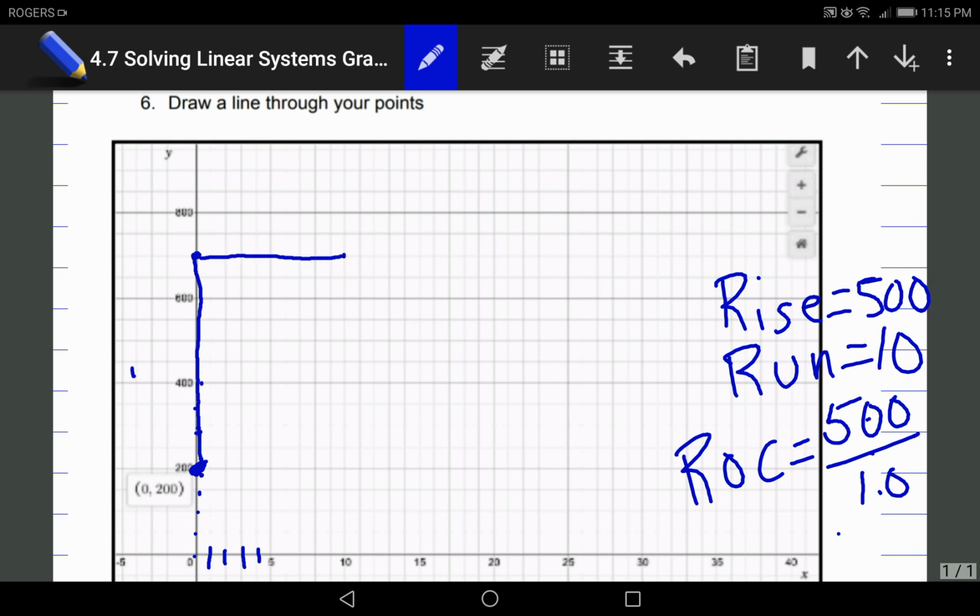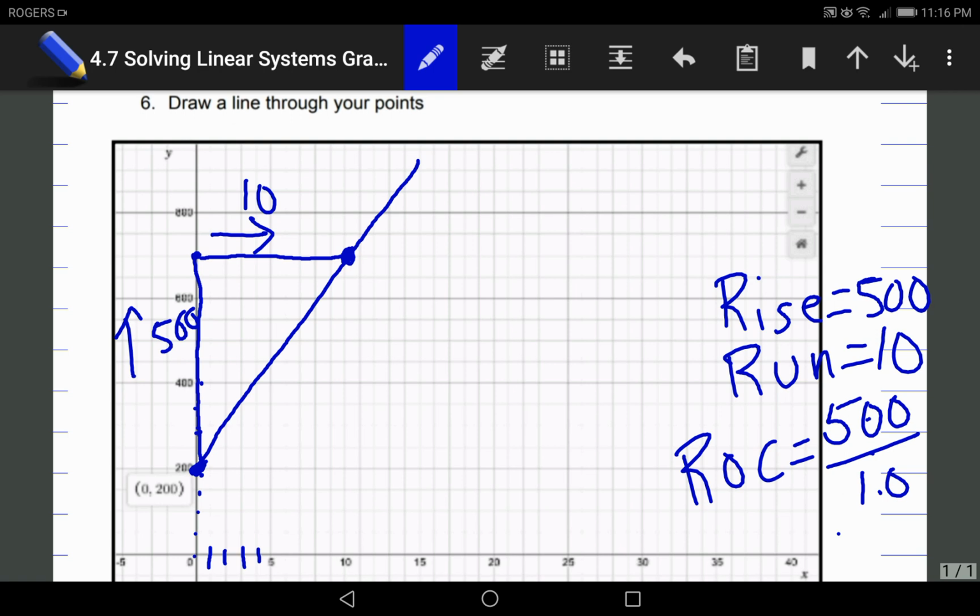So I went up 500 and I went right 10 units. This is where your new point will now be. And so now all you really need is 2 points to draw a line. I can now draw a line very quickly and easily.